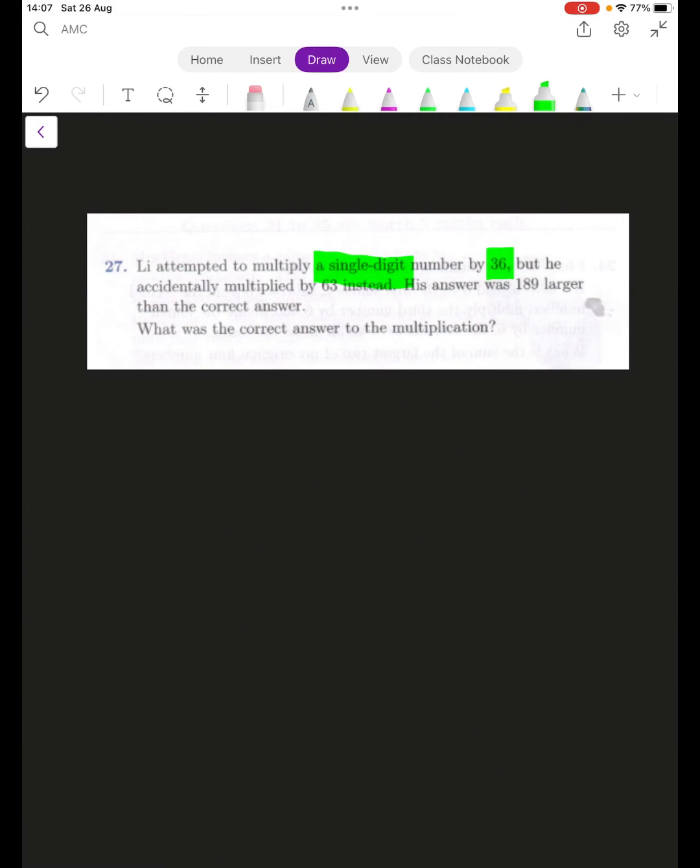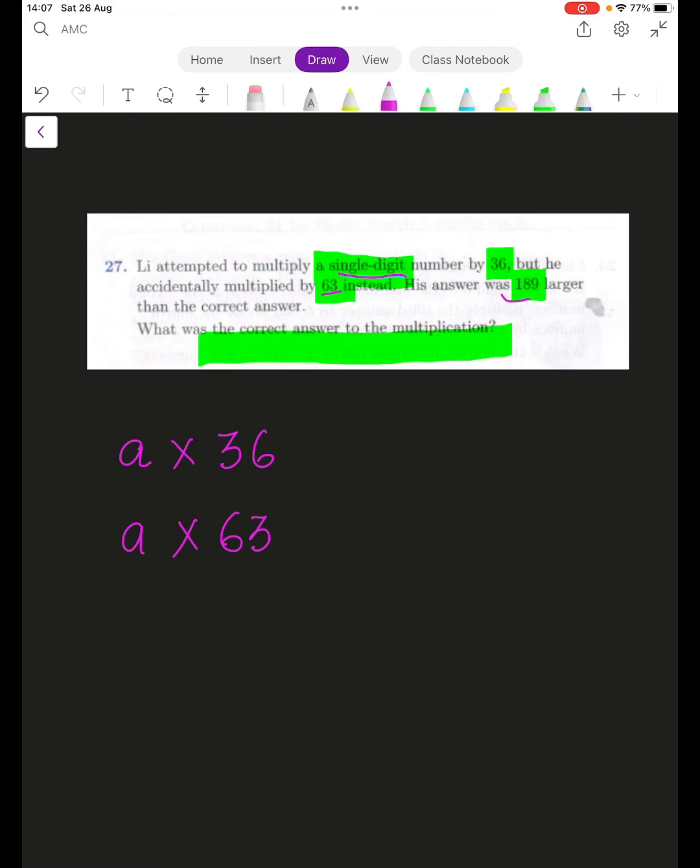Lee attempted to multiply a single-digit number by 36, but he accidentally multiplied by 63 instead. His answer was 189 larger than the correct answer. What was the correct answer to the multiplication? Now we know he had to start with a single-digit number. All right, so let's assume our number is A. So he was attempting to multiply by 36, but he accidentally multiplied by 63 instead.